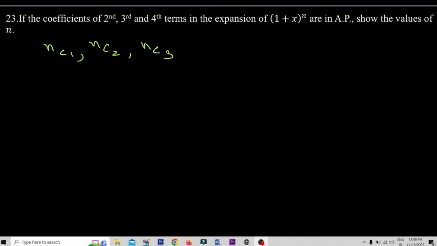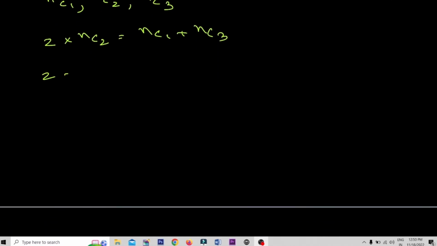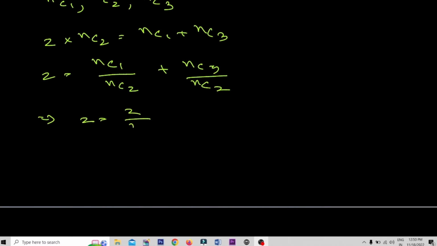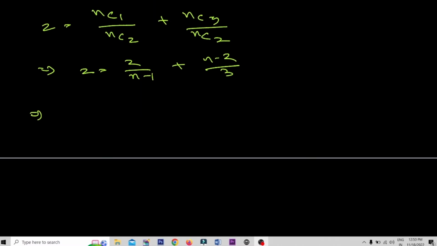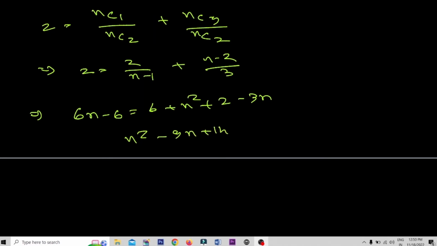So according to the calculation, same as the previous case, 2 into nC2 equal to nC1 plus nC3. Dividing both sides by nC2, 2 equal to nC1 by nC2 plus nC3 by nC2. That is 2 equal to 2 by (n minus 1) plus (n minus 2) by 3. Cross multiply. If we cross multiply, we are getting 6n minus 6 equal to 6 plus n square plus 2 minus 3n. Therefore, n square minus 9n plus 14 equal to 0.